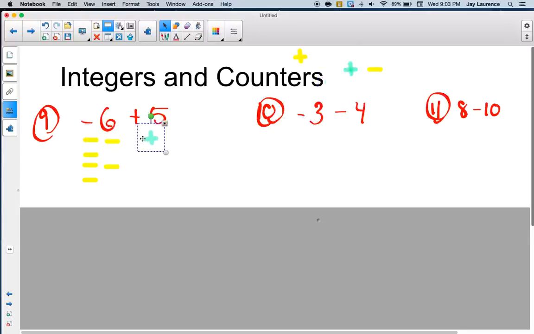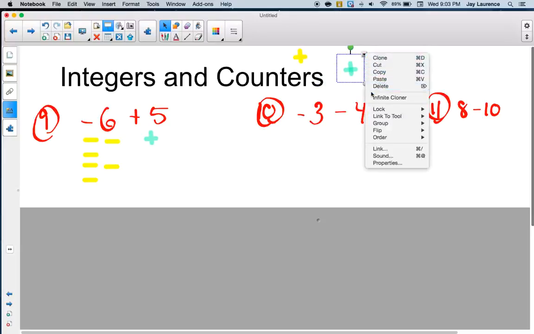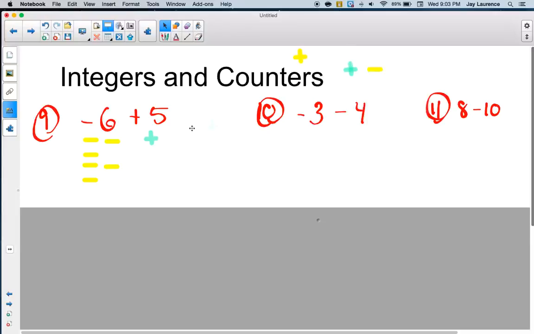So I'm going to go 1. I better infinitely clone you. Oh dear, my cloner has moved. 2, 3, 4, and 5. Now, what do positives and negatives do to each other?